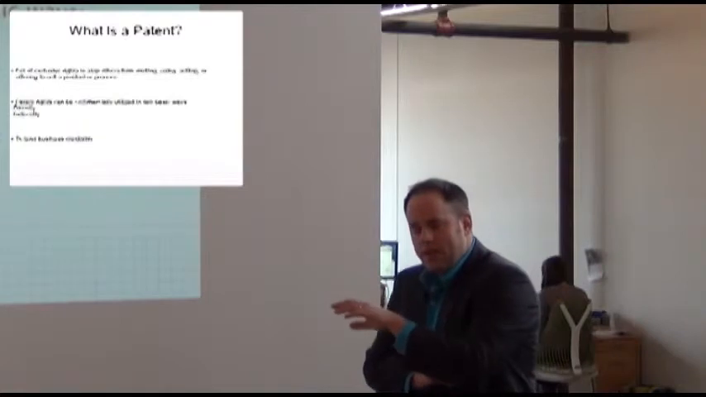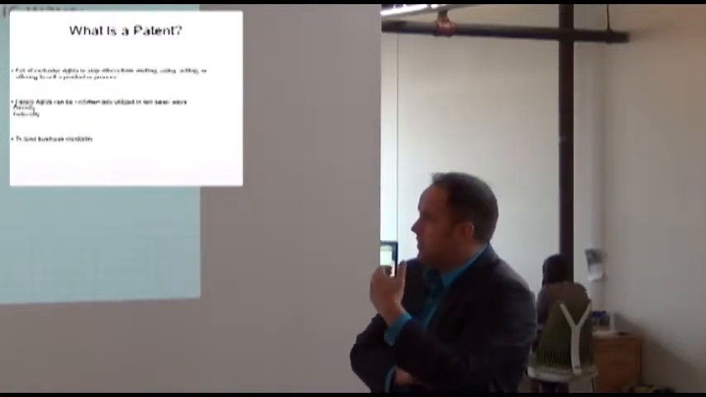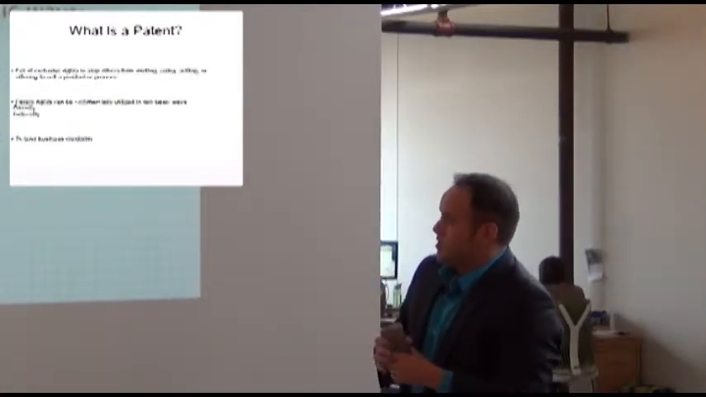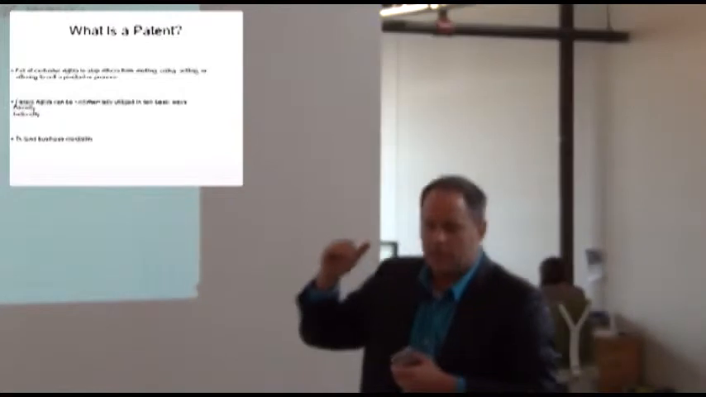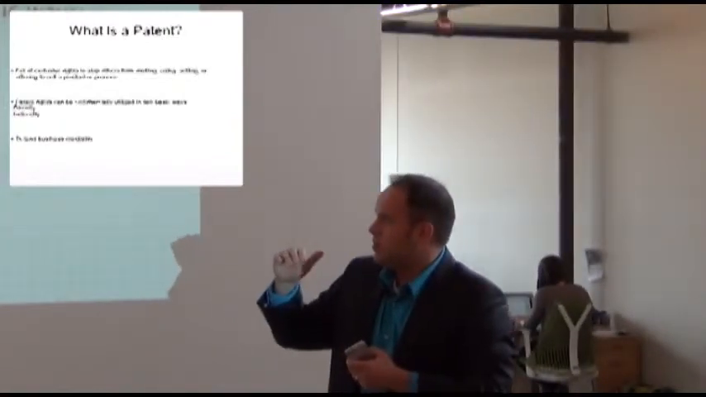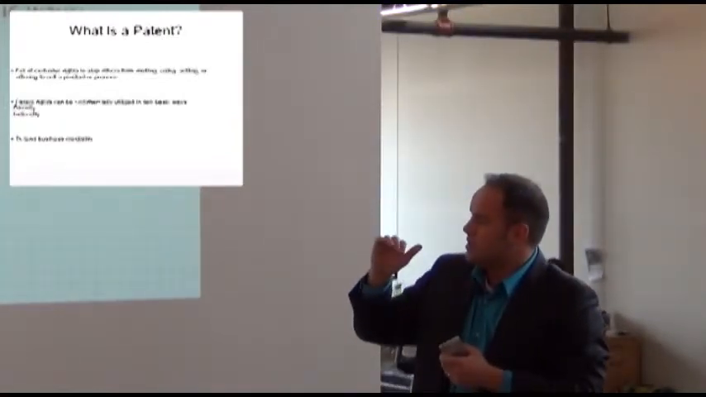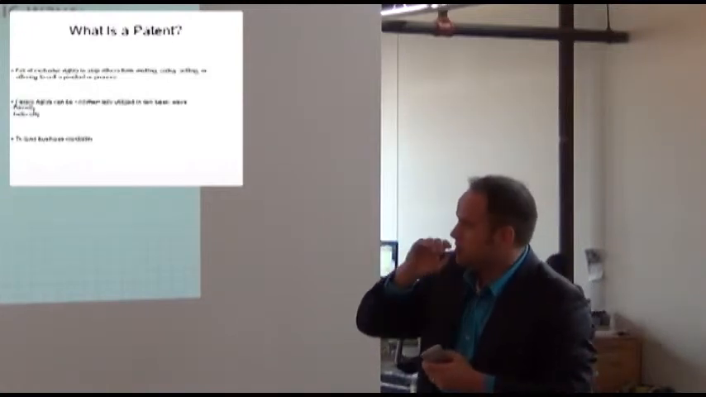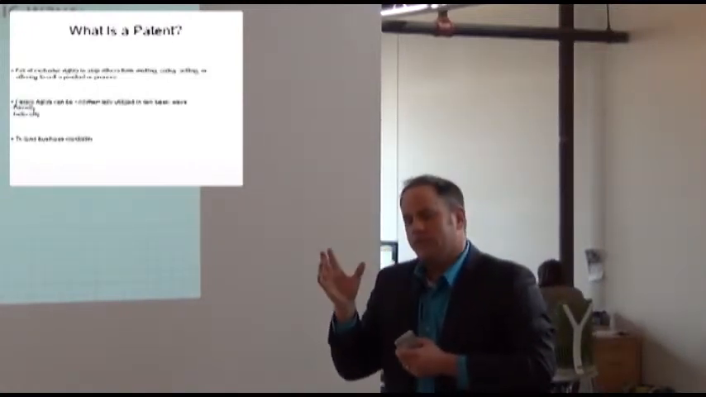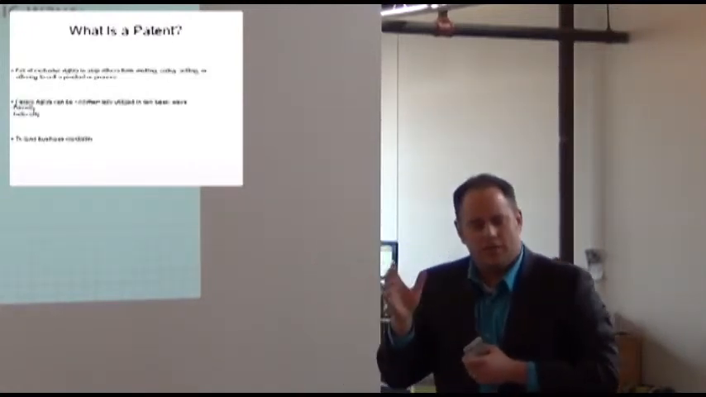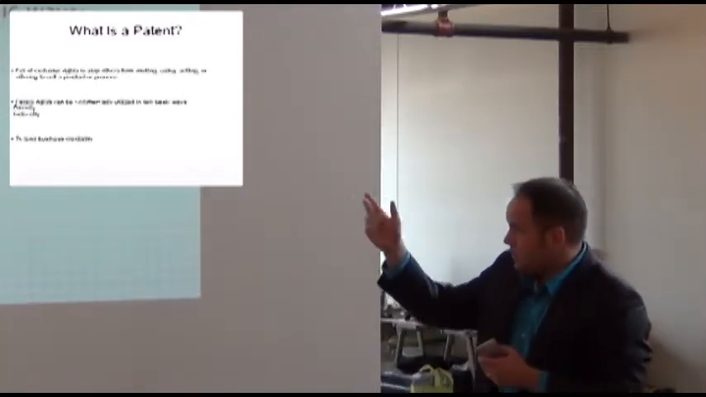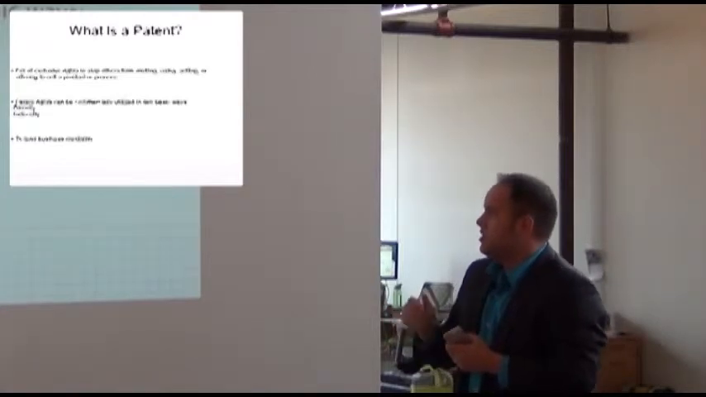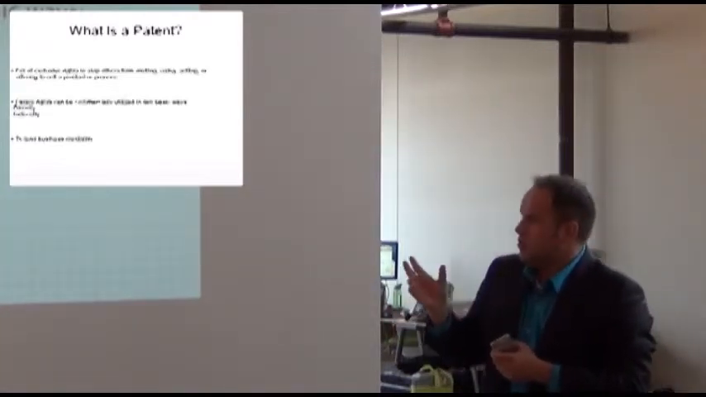So one can obtain a patent within the United States to prevent someone from selling, using, making, and basically utilizing the product or process described within the claimed subject matter or claimed invention at the end of the patent application. We'll discuss that here in a little bit. So one could think of it as monopoly rights that are granted by the government to someone for patentable subject matter. They can be commercially utilized in two basic ways: directly or indirectly.